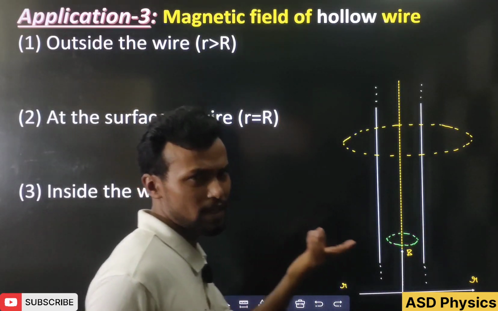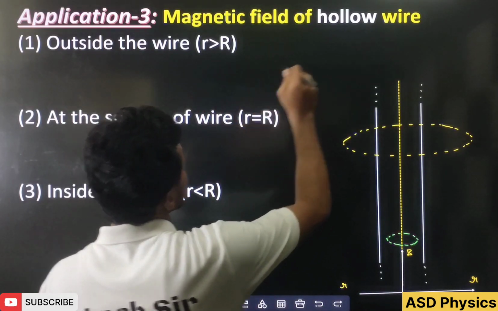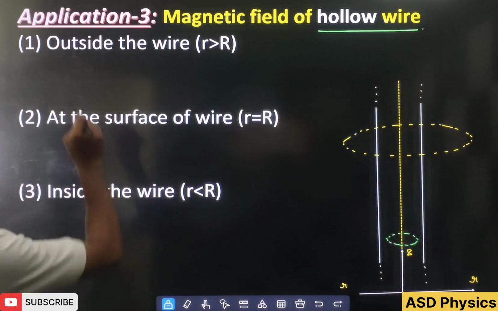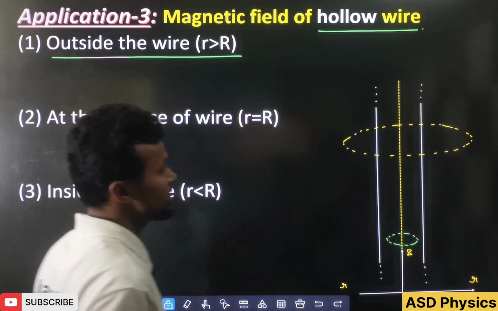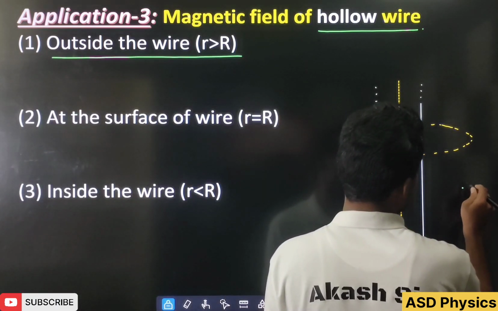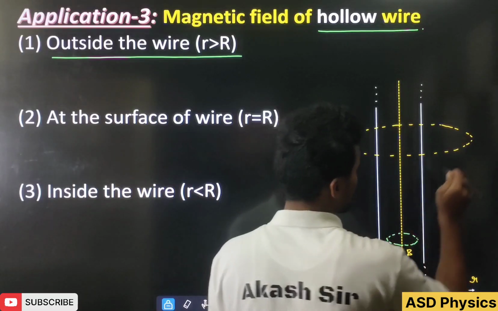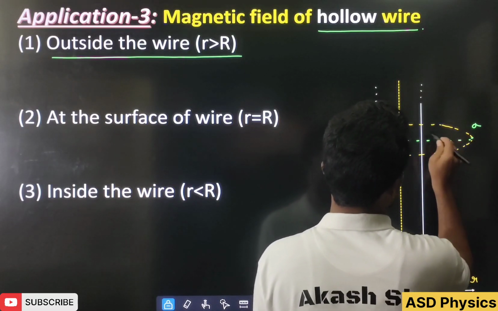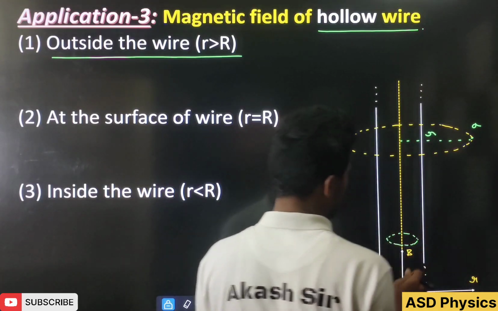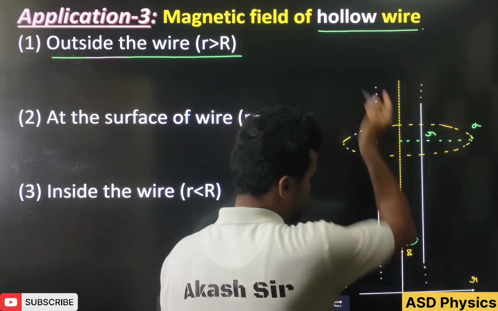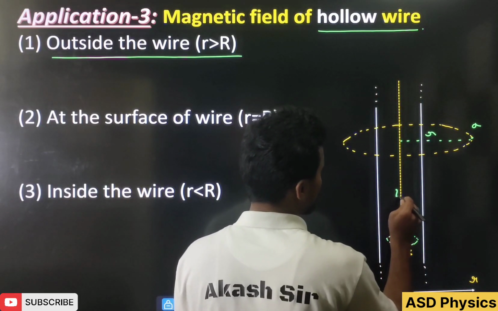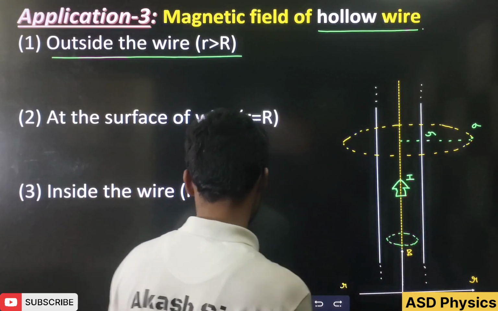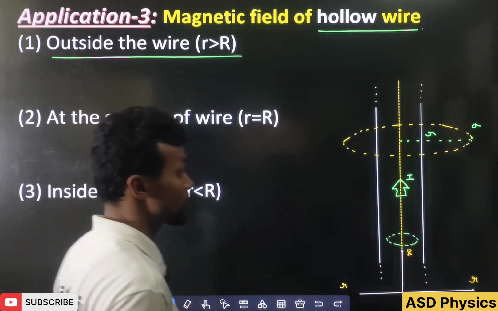Sometimes they ask about the magnetic field of a hollow wire. We have seen the thin wire and the thick wire, now the hollow wire. Outside the wire, again I am telling you, if I take any point A outside here, I have taken the Amperian loop, and in the same fashion this is R. Let's take the current flowing in this direction, like this. You know very well that as this is a thick wire, the current will flow on the surface of the wire.